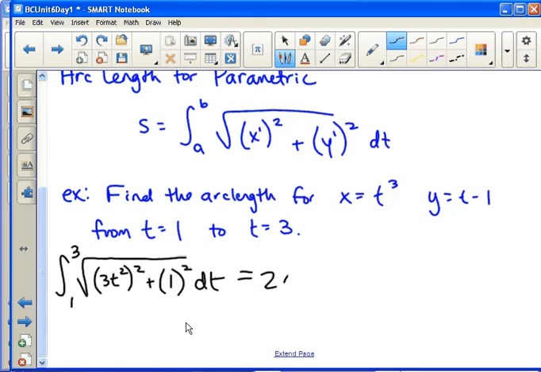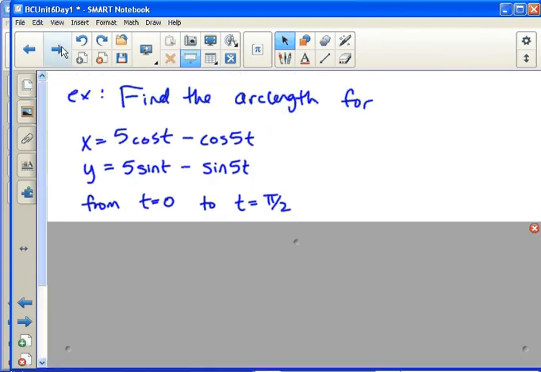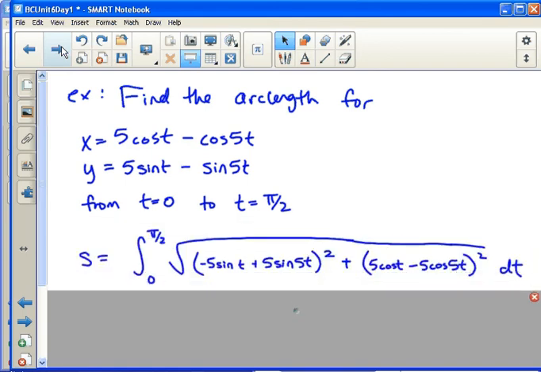Okay, one more example. Find the arc length for x equals 5 cosine t minus cosine of 5t and y equals 5 sine t minus sine of 5t from t equals 0 to t equals pi over 2. Okay, well I just went ahead and wrote it down here for you. The arc length would be from 0 to pi over 2. Then you do the square root of everything.